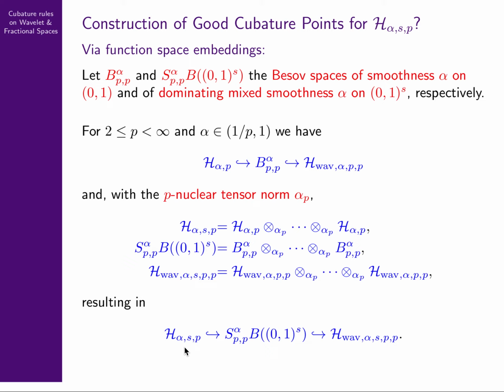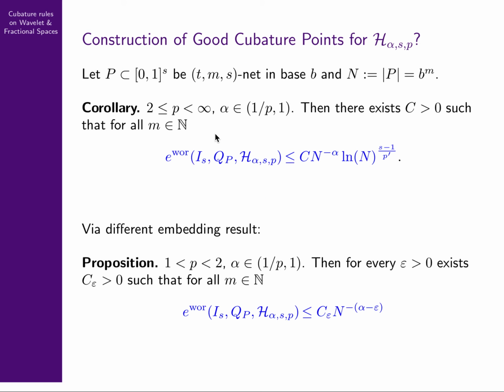So our space of fractional smoothness of S-variate functions, H_p^{alpha,s}, is continuously embedded into the Besov space of dominated mixed smoothness alpha. And this space is again continuously embedded into our Haar wavelet space of S-variate functions. Now we have an optimal result for numerical integration on this space, and due to the continuous embeddings, the upper bound also holds in this space and also in that space, right? The only thing which may change is the constant. The constant may be changed, but the convergence rate stays the same. And that is what leads immediately to the next result.